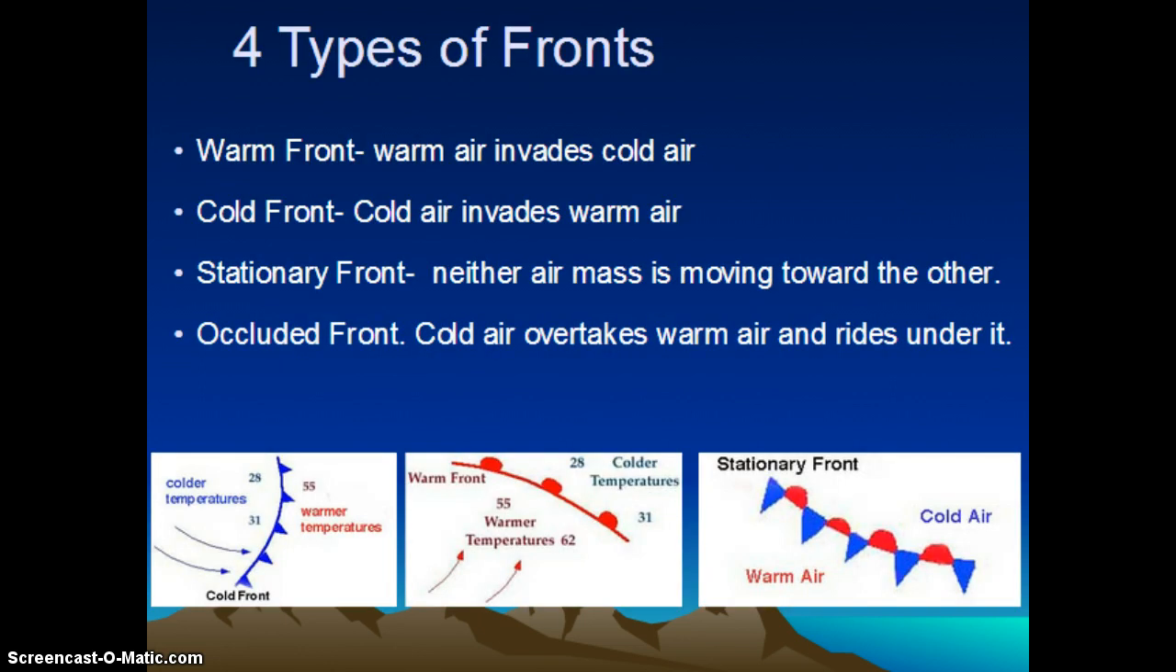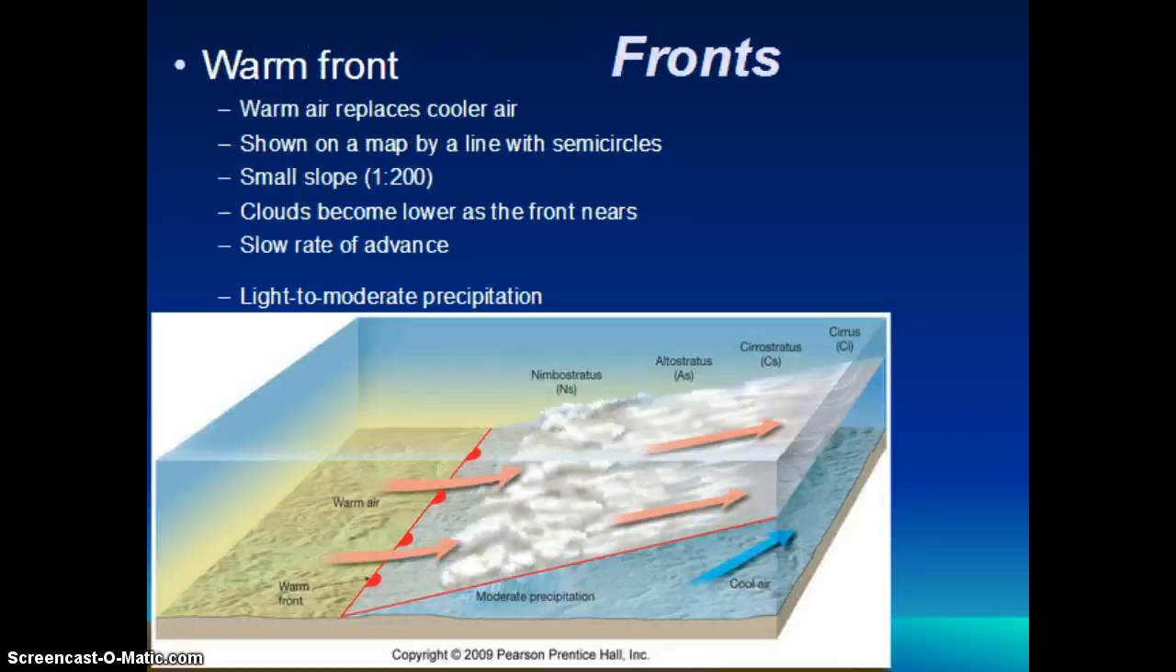So here we have four types of fronts. Warm front, warm air is invading cold air. Cold front, cold air invades warm. Stationary, neither air mass is moving toward the other. It's kind of a static location. And then last but not least, an occluded front, which is a little bit more of a complex system. Cold air overtakes warm air and it rides underneath it. We'll look at that in a diagram shortly.